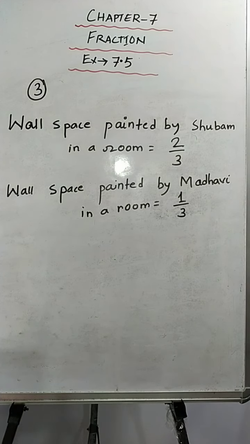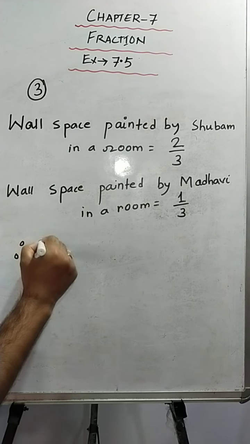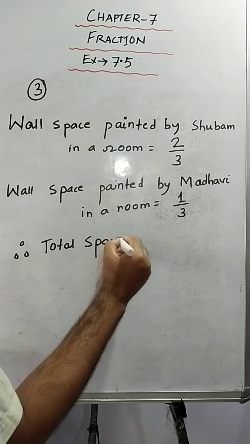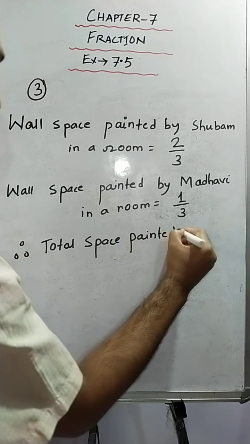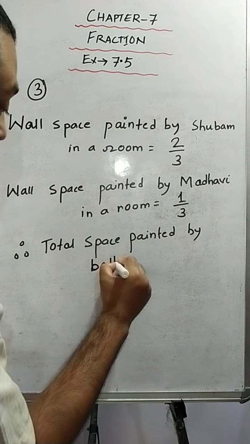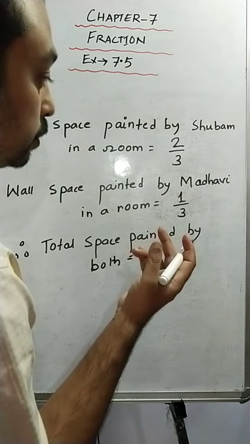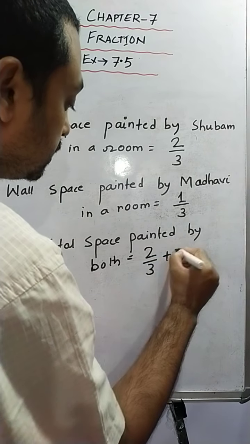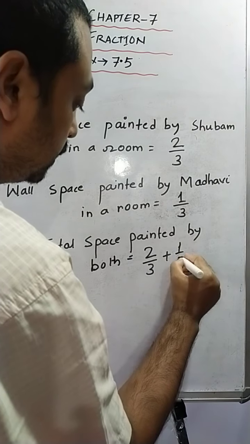So we'll write total space painted by both. So therefore total space painted by both. So what we have to do when this word total is written, what we do? We add, isn't it? So we'll add the two fractions, students. That is 2 by 3 and 1 by 3.